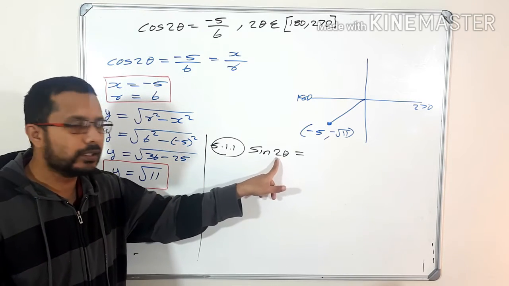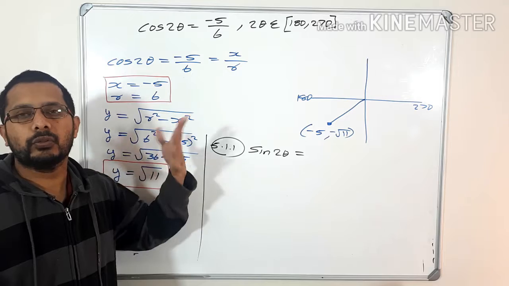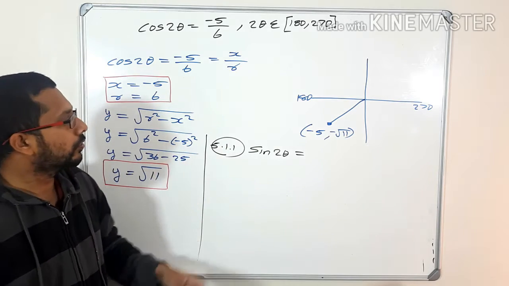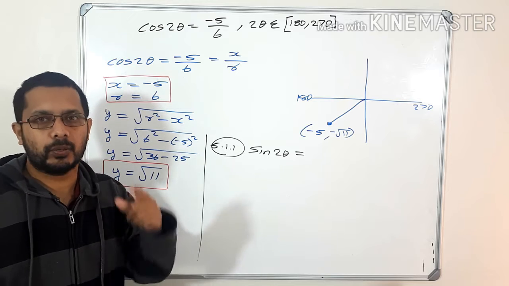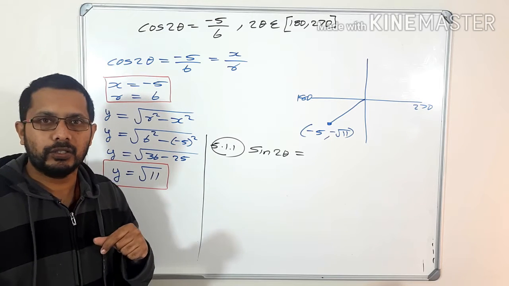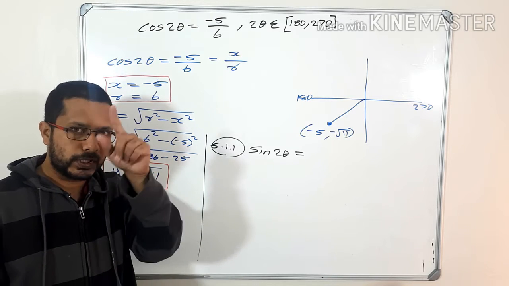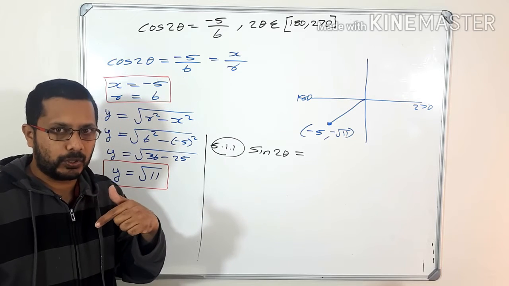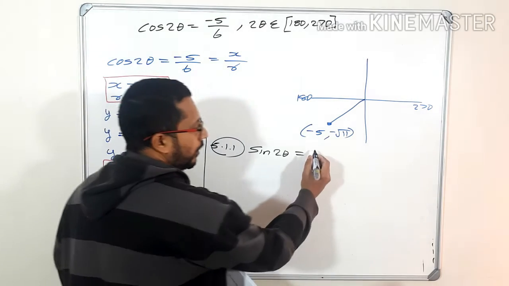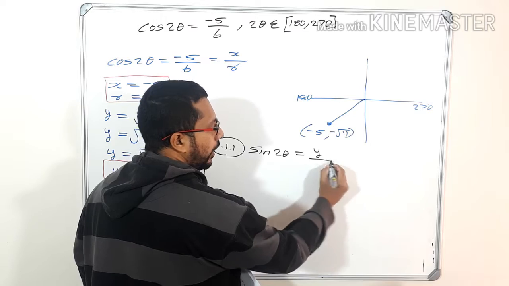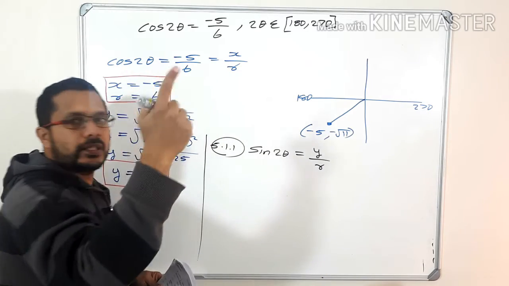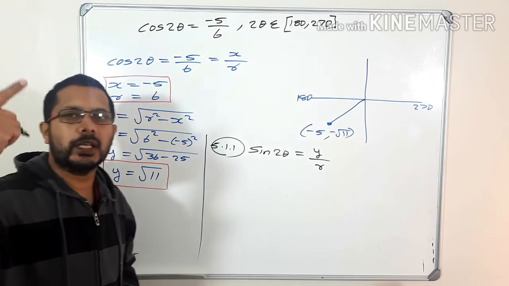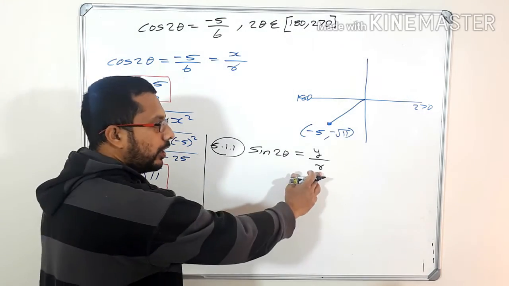Here also the angle is 2 theta, so they are talking about the same angle. By definition, what is sine in terms of x, y, and r? You know that sine is opposite side divided by hypotenuse. So what is the opposite side? We represented it with y, and the hypotenuse we represented with r. Opposite side is y and hypotenuse is r.